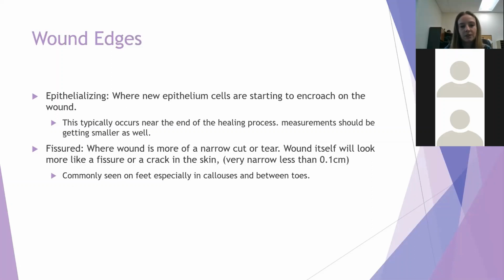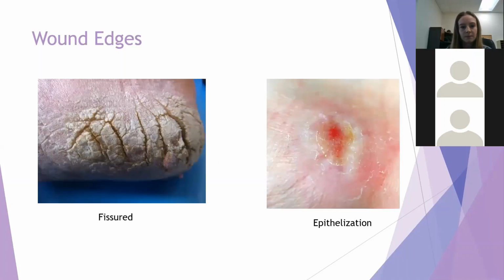Then you have fissured, where the wound is more of a narrow cut or tear. The wound itself will look more like a fissure or crack in the skin. It's typically narrower than 1 centimeter, where you can't even get the depth stick down into them. And you'll see those most often on the feet, especially in the calluses, like on the balls of their feet, their heels, and also between the toes. So here we have our picture. And then on the right one, you have a picture where the wound is starting to show epithelialization on the edges.